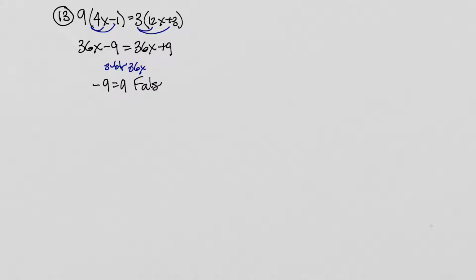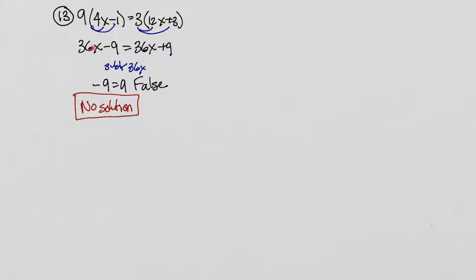We've got a false statement. So remember what happens here? In this case, we have no solution. No matter what we choose for x and put it back into the original equation, we will get a false statement. Now you probably could tell that from here, like, x is some number.